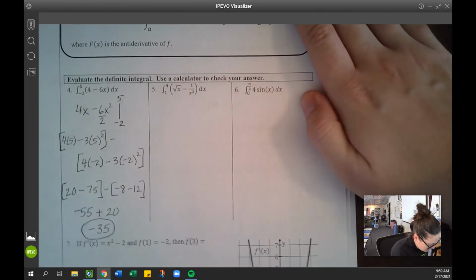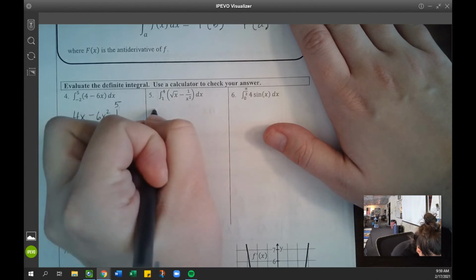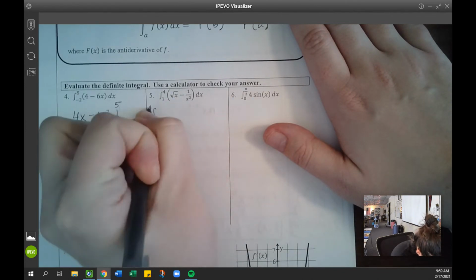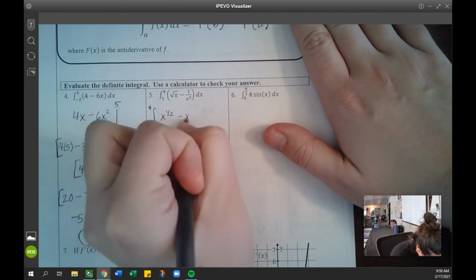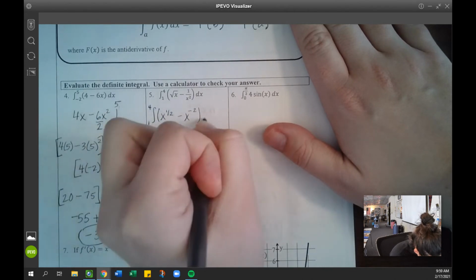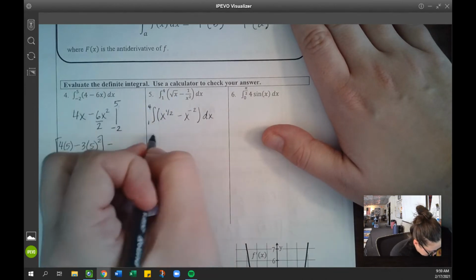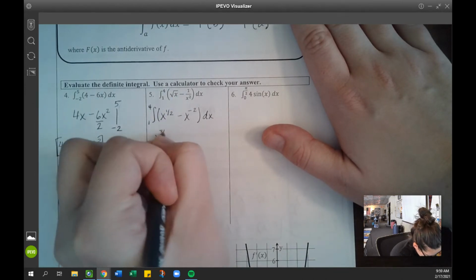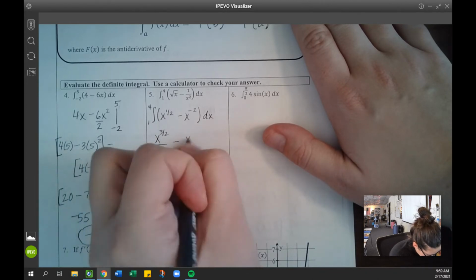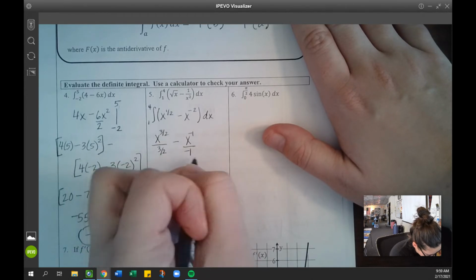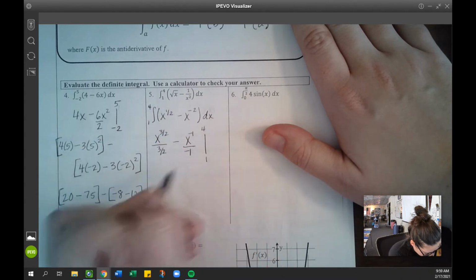Let's try this one here. Okay, we have to do the antiderivative. First of all, I'm going to rewrite this. Square root of x is x to the 1/2. And this is x to the negative 2. All right, so we're going to do the antiderivative. So we're going to add 1 to the exponent and divide by it. Minus x to the negative 1 divided by negative 1. And I have to take this and plug in 4 and 1.